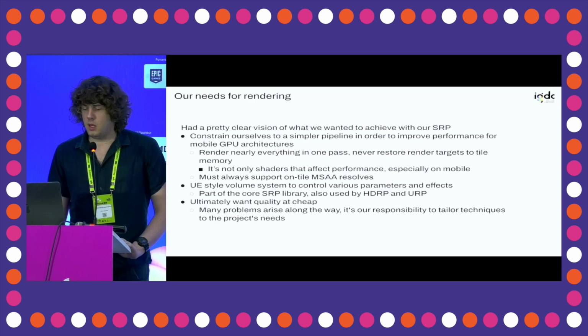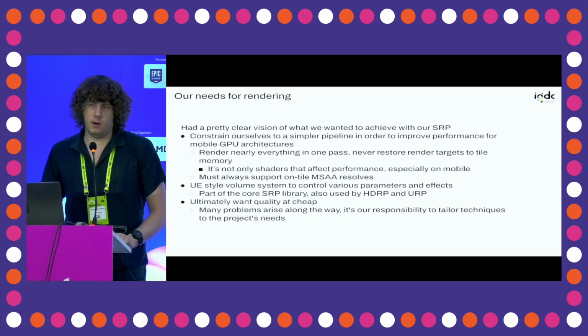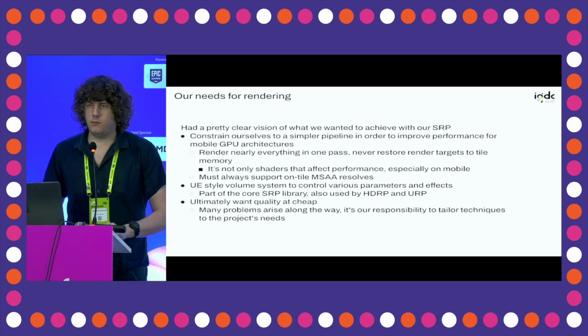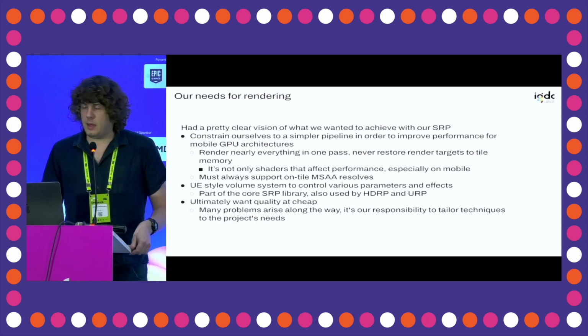And we also wanted to use as much of the built-in SRP API and the SRP library as possible, particularly with things like the volume system. You Unreal Engine folks probably know that you use that constantly. Well, this is the same thing in Unity. You just define a volume that blends parameters based on the camera position, and that is used to drive various effects, post-processing, and rendering configurations.